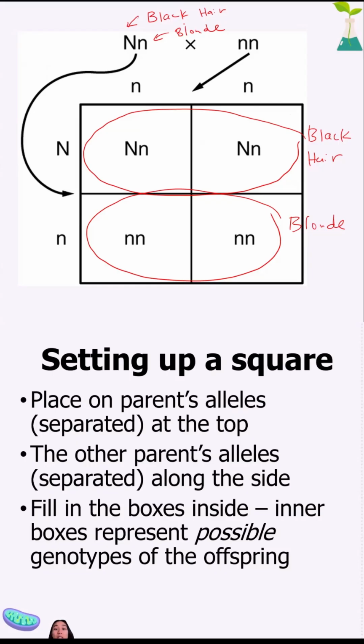So that's how you would set up a square. Again, you would be given the two parents' alleles, and that's how you would fill in the Punnett square.